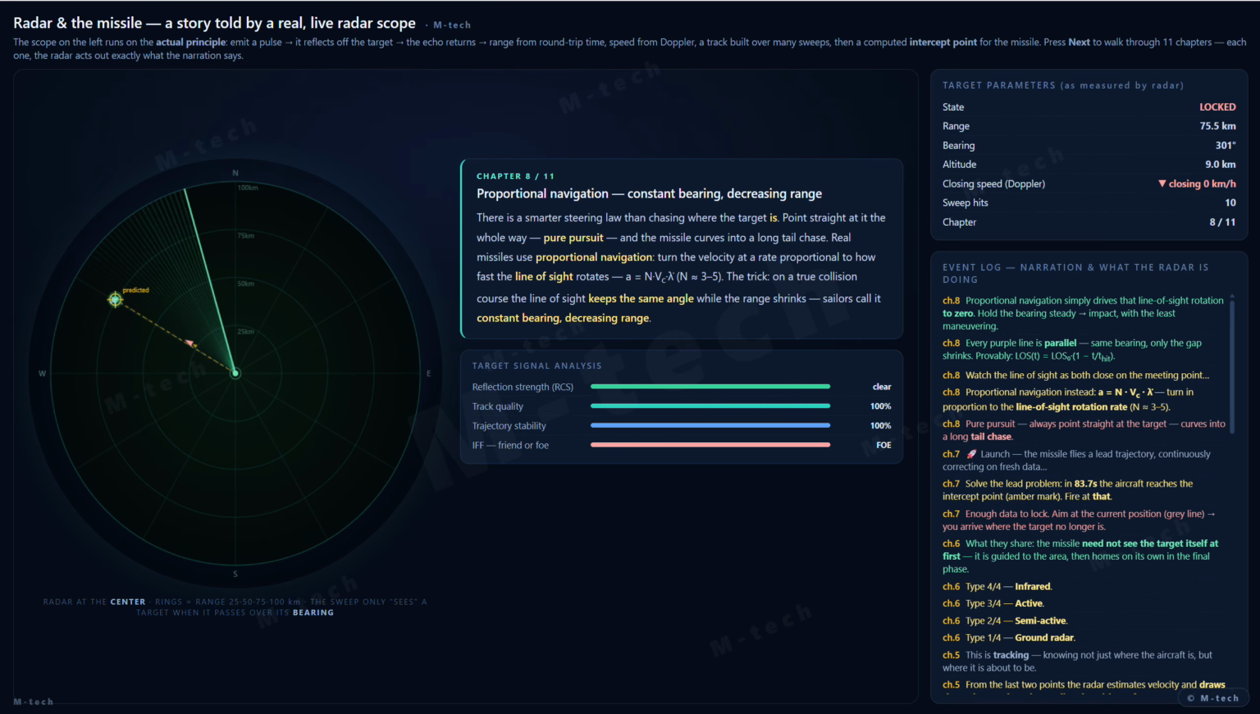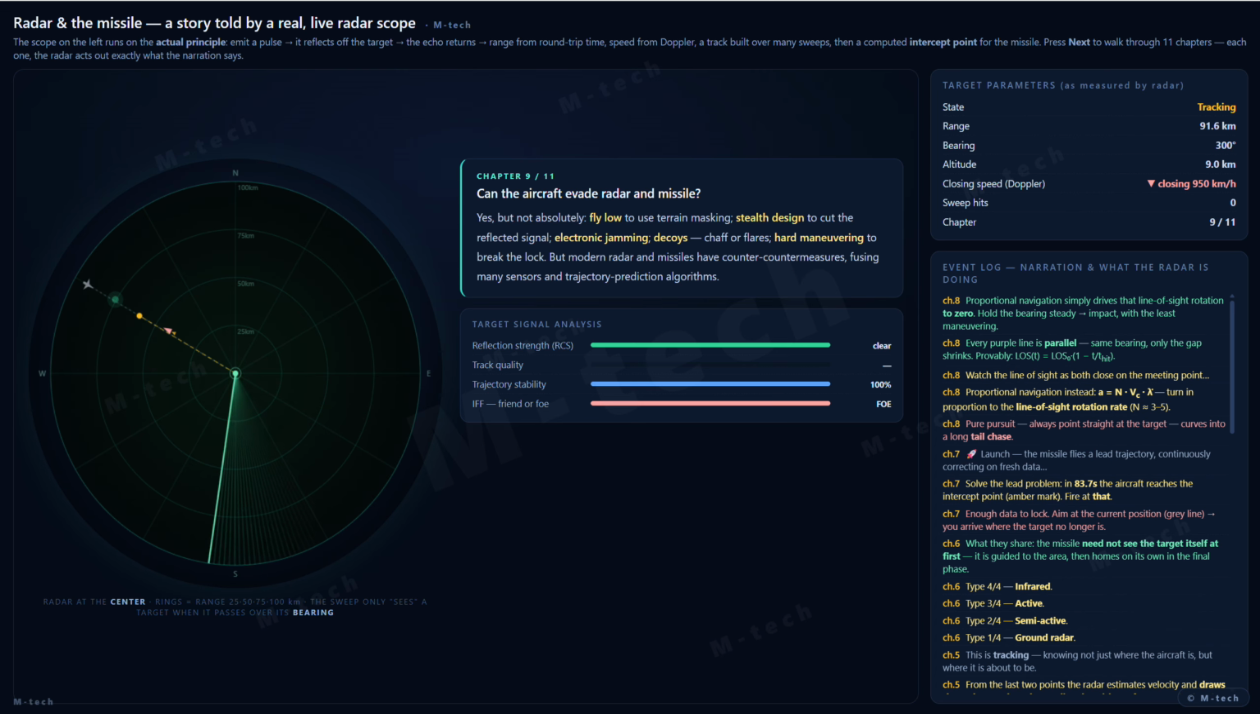On a true collision course, the line of sight to the target keeps the same angle while the range steadily shrinks. Sailors know it as the collision rule. Constant bearing, decreasing range. Proportional navigation just drives that line of sight rotation toward zero. Hold the bearing steady, and impact is guaranteed, with the least maneuvering the missile can manage.